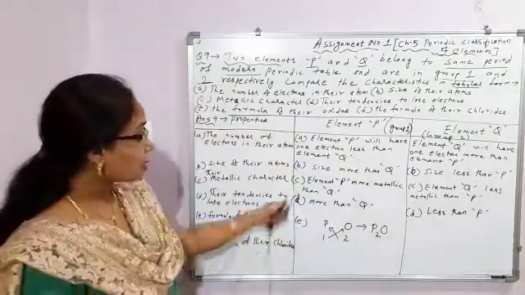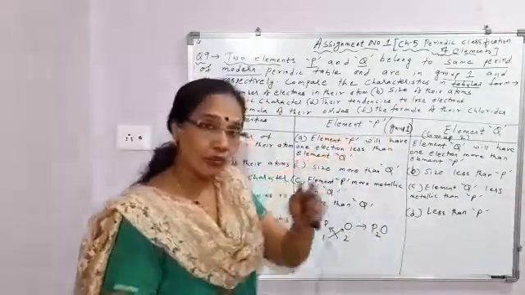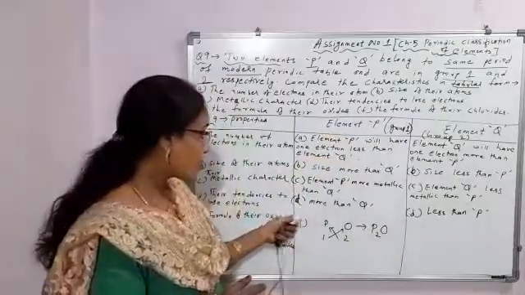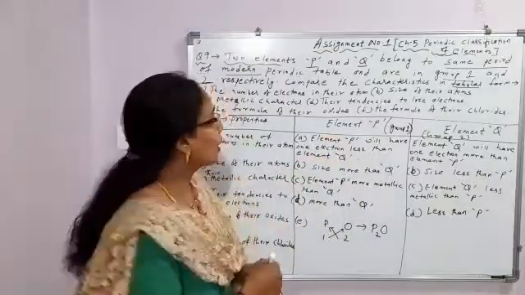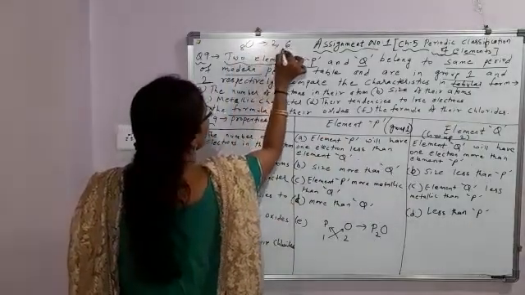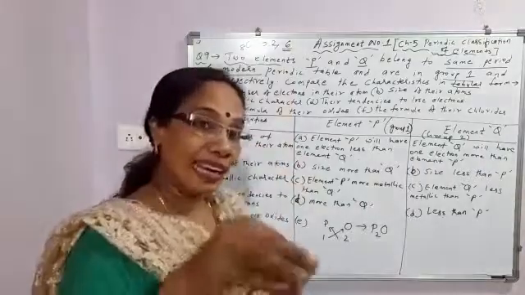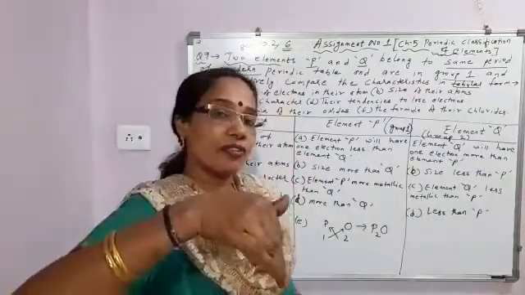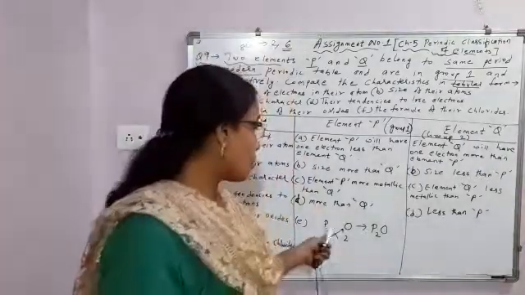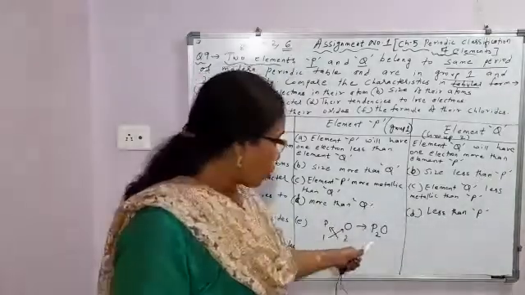Formula of their oxide means P with oxygen. And P belongs to group 1, so valency is 1. Oxygen valency is 2, because oxygen atomic number is 8, so configuration 2, 6, outermost 6. How many electrons will it gain to attain the electronic configuration of the nearest noble gas? 2. So valency of oxygen is 2. Then you will cross multiply. So P2O.